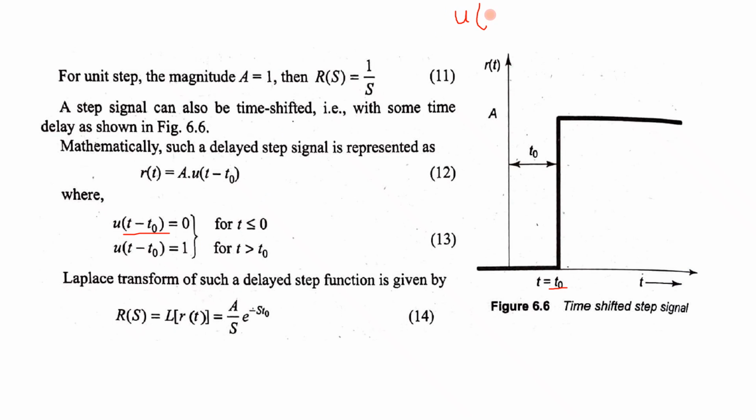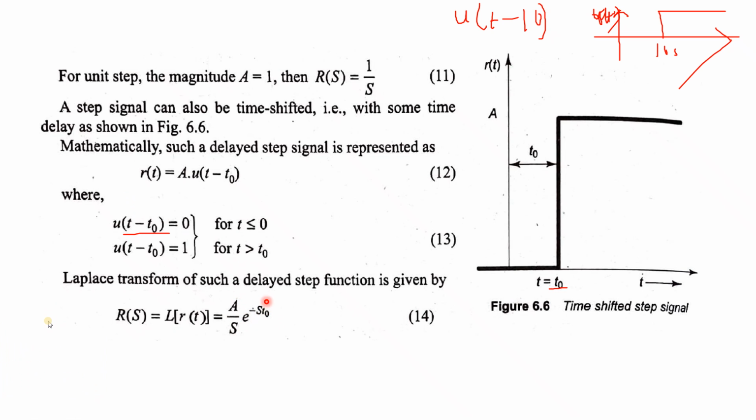Suppose you want to make the shift 10 seconds, so you will write u(t minus 10). That means your signal will start after 10 seconds. This is u(t), or r(t), sorry, r(t).